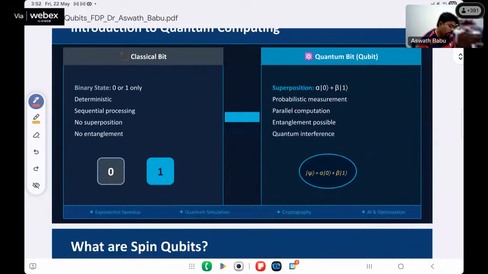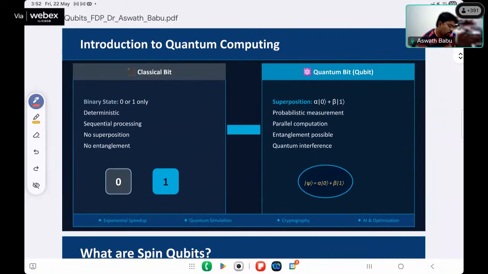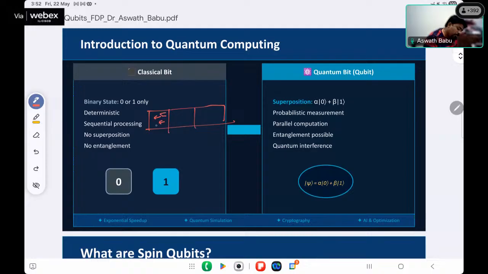Why do I need spin qubits? As we all know, classical bits are simply realized by arranging magnetic moments in some domains. Let's say a magnetic strip is there. I can arrange all the magnetic moments in one direction; I call it zero. If I arrange them in the opposite direction, that is one. So that is how I use very large regions to store one bit.